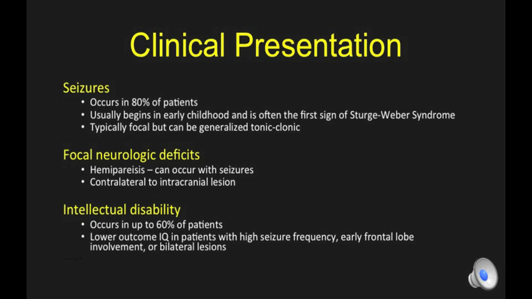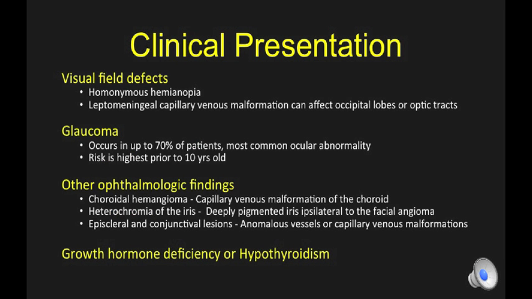Up to 60% of patients present with intellectual disability, and lower IQ outcome in patients is associated with high seizure frequency, early frontal lobe involvement, or bilateral lesions. Patients can also present with visual field defects, such as homonymous hemianopia, due to leptomeningeal capillary venous malformations, which can affect the occipital lobes or optic tracts.